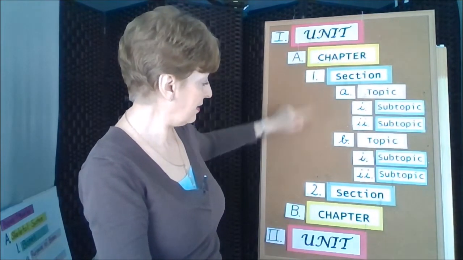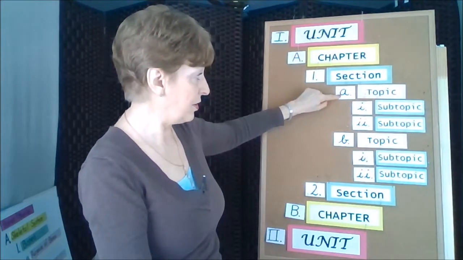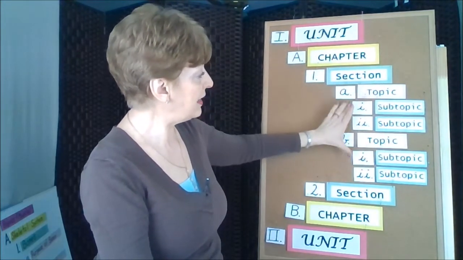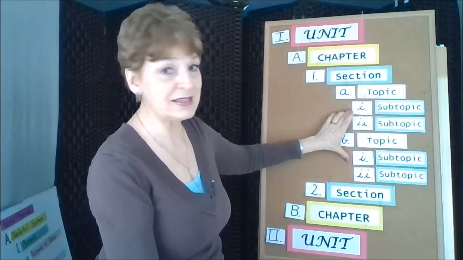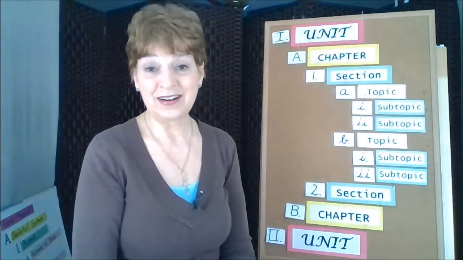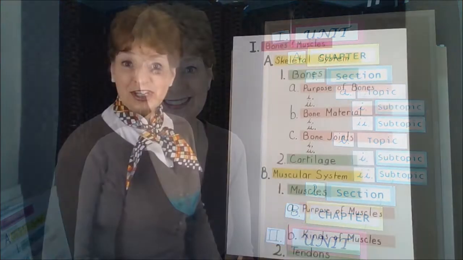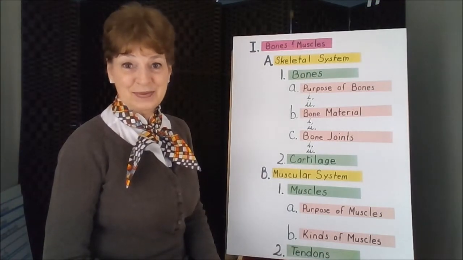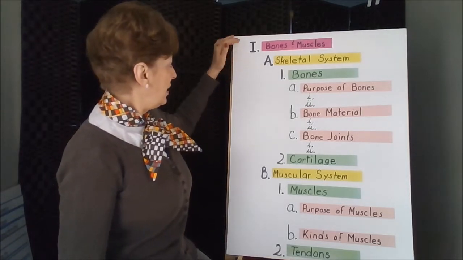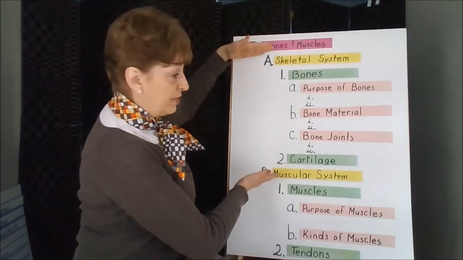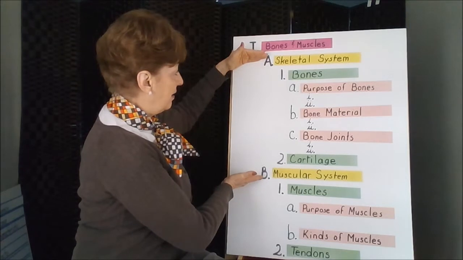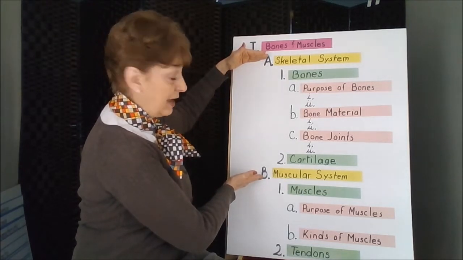Then you have your Arabic numbers, 1, 2. Then you have your section under the topics under the section, lowercase. Then it goes to Roman numerals but lowercase for the subtopics. Now let's see what it looks like when I replace the generic with a specific. In my fictitious chapter of my fictitious science book, I've got a unit on bones and muscles, the Roman numeral 1. The chapters of bones and muscles would be the capital A and B of my outline, skeletal system and muscular system.